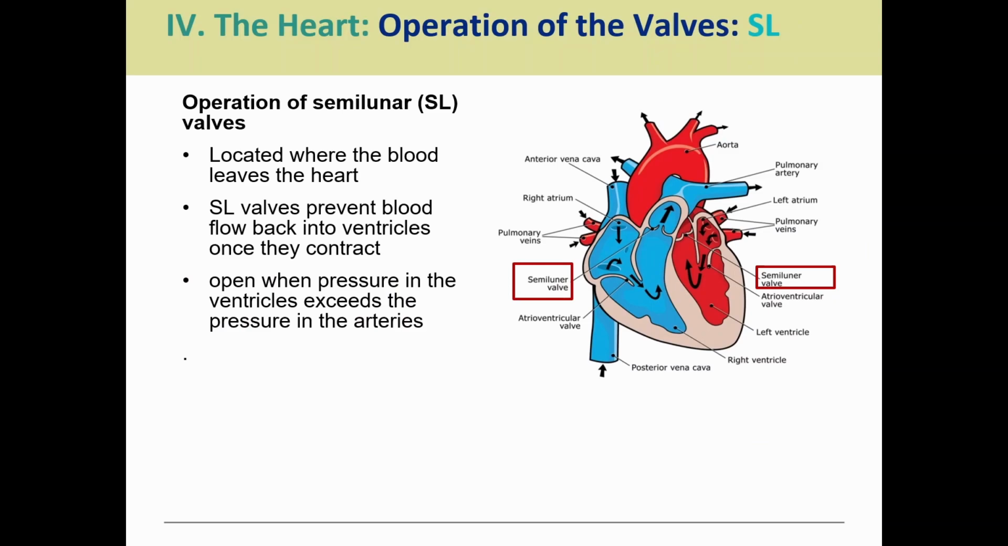The semilunar valves are similar. They are named that because they look like little crescent moons, but we find these where ventricles connect to blood vessels. So from the right ventricle to the pulmonary arteries, from the left ventricle to the aorta. And again, this is to prevent backflow of blood, so that blood doesn't go from the blood vessel back to the ventricle.